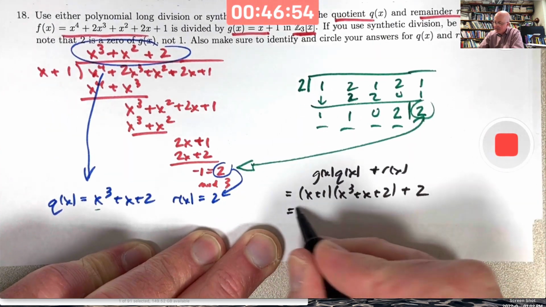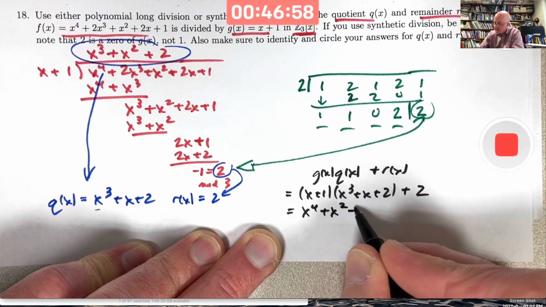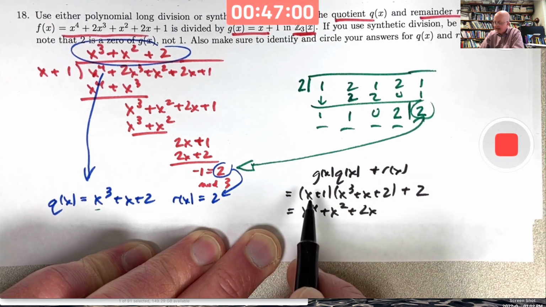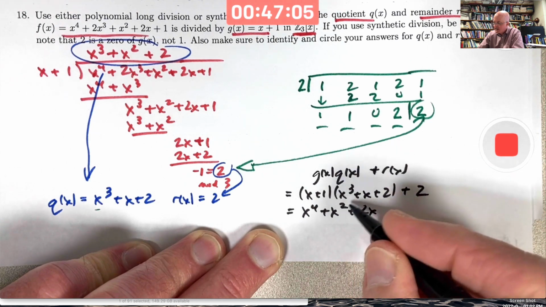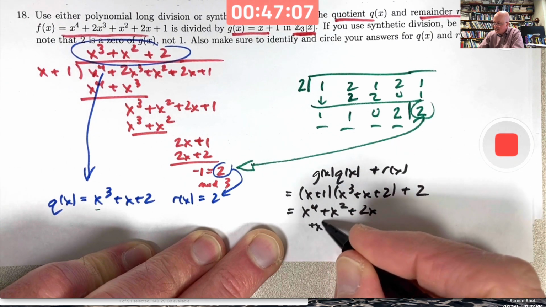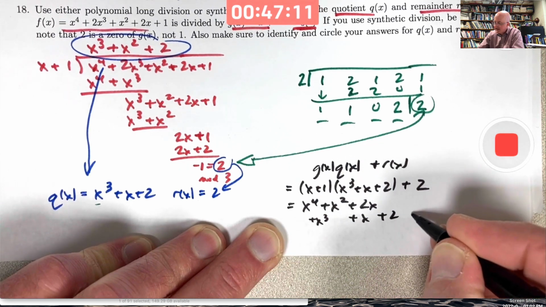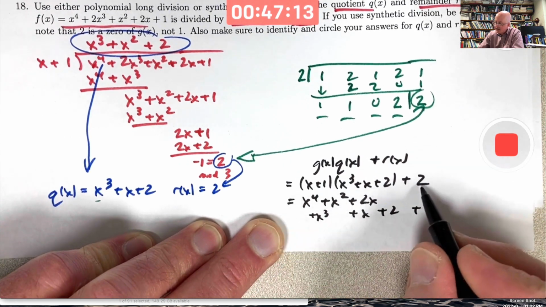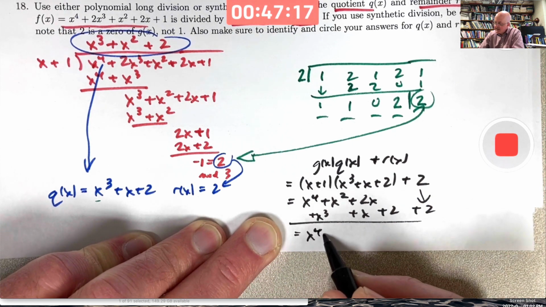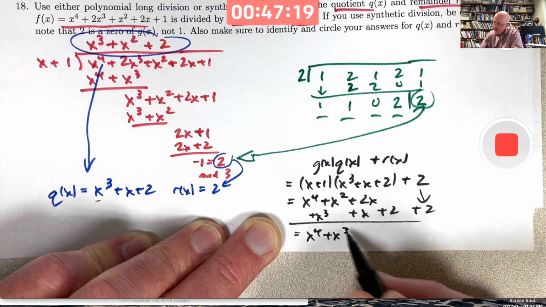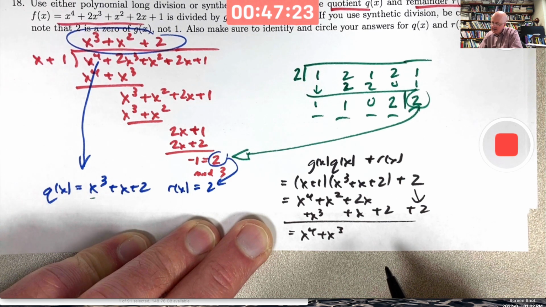Let's just see. Multiply this out. I get x to the 4th plus x squared plus 2x. When I multiply x there times each term, then I multiply 1 times each term. 1 times x cubed is x cubed, times x is x, and times 2 is 2. Don't forget to add 2 again from over there. I get x to the 4th plus x cubed. Oh, did I make a mistake here? Looks like I made a mistake somewhere.